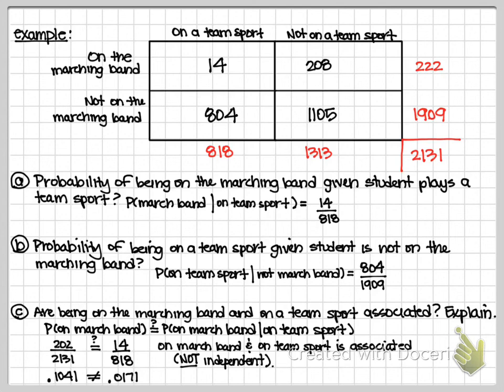And then notice the question on part C was asking if they are associated. You're being asked to perform the exact same calculations as if you're trying to determine if they are independent. So if the two fractions are 100% equivalent to each other, then yes, they are independent. If they are not 100% equivalent to each other, then we say that they are associated.